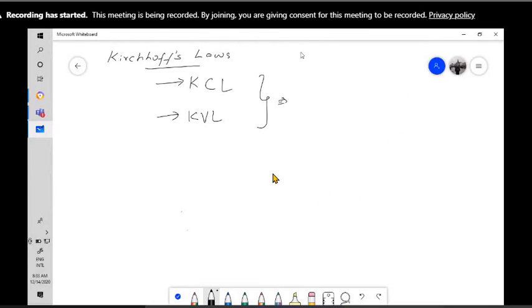The circuit will be given to you, and you will be analyzing the circuit and finding the unknowns from that circuit with the help of these two laws, that is Kirchhoff's current law and Kirchhoff's voltage law. Now, what is this Kirchhoff's current law? So I will expand this as well.